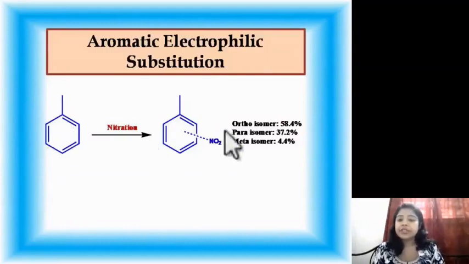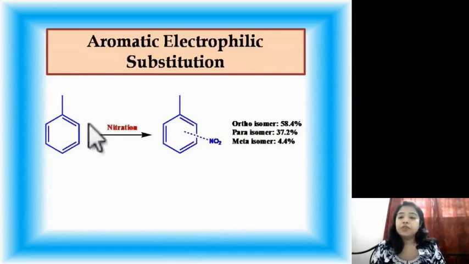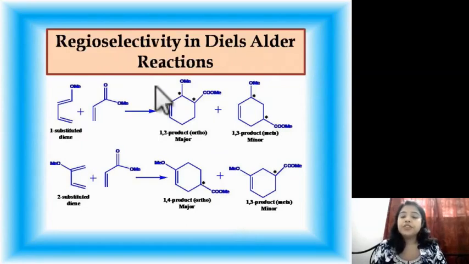In this case, if you carry out an electrophilic substitution, you have different options: ortho, meta and para. As you can see here, I have shown a nitration, with the ortho, para and meta isomers at 58.4, 37.2 and 4.4%. This aromatic electrophilic substitution is also an example of regiochemical control, because there is a selectivity for which site of the benzene the NO2 gets attached to. So aromatic electrophilic substitutions also represent examples of regioselectivity.